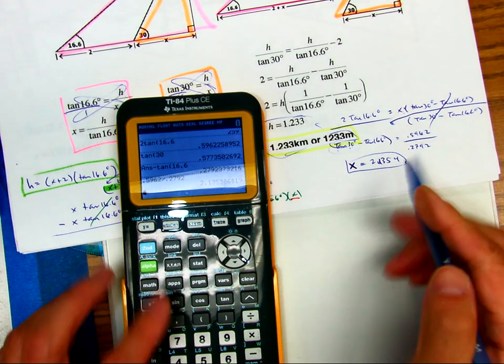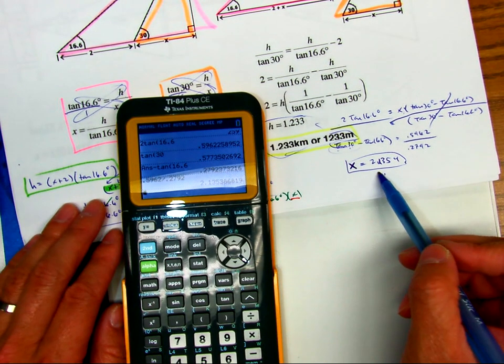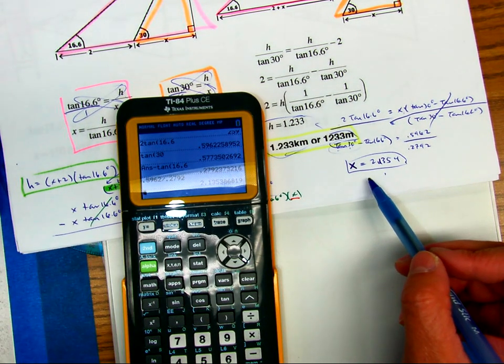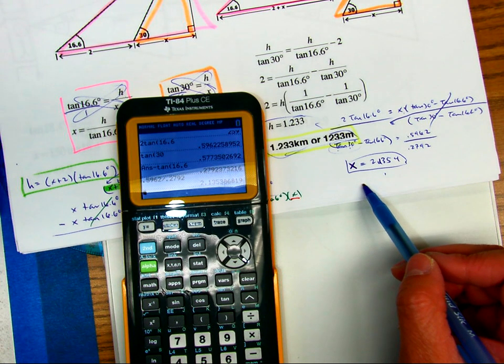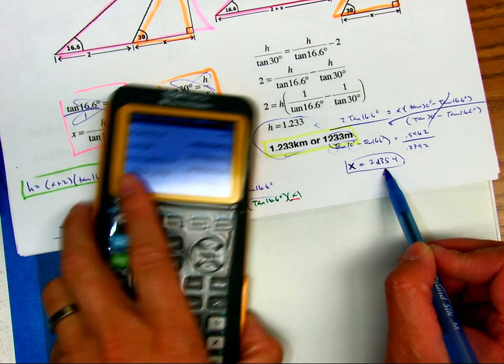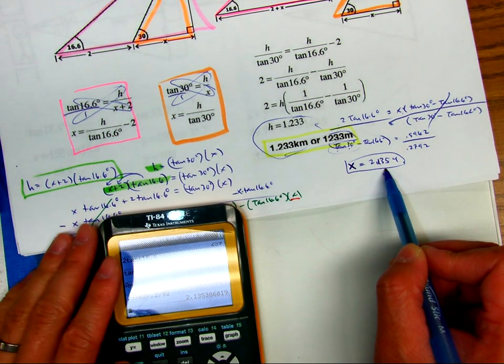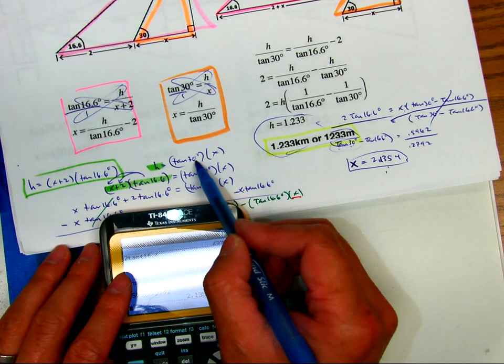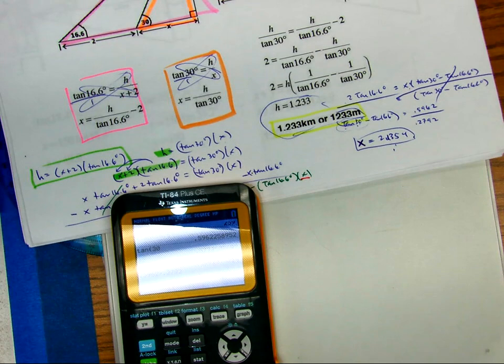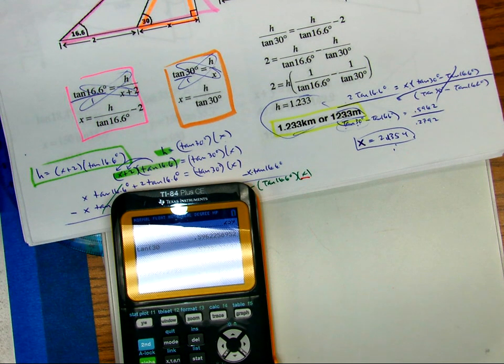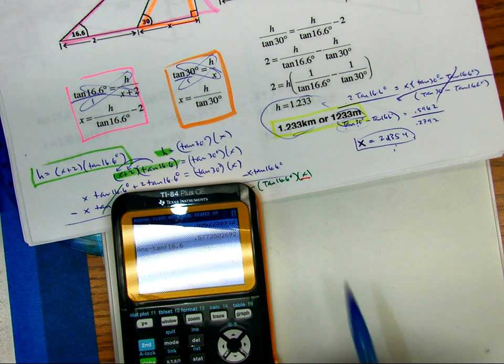So if I take x and put it back into one of my equations, such as this one, 2.1354 times tangent of 30, that gives me the answer of 1.233.